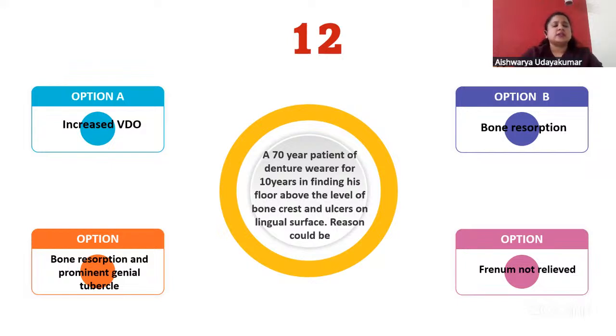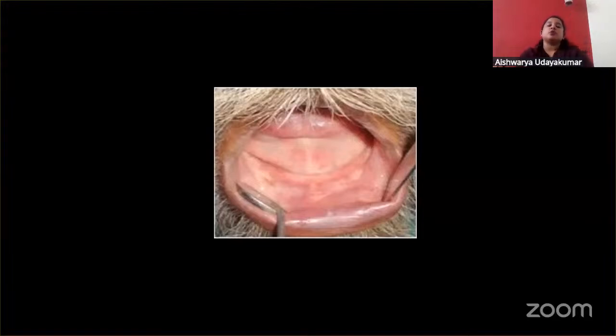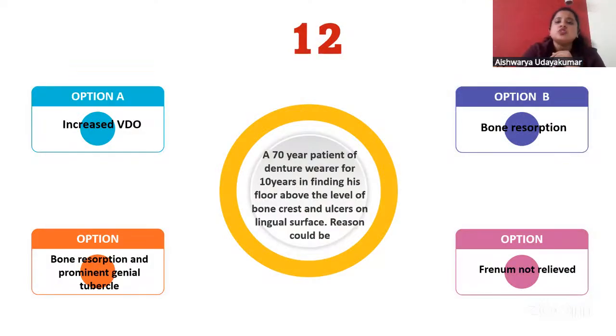Definitely, if there was an issue with the denture, the patient would have come back to the dentist; he wouldn't have stayed with it for 10 years. Second is bone resorption. Here, he's finding his floor above the level of the bony crest. The mandible's crest is here, and above that level the floor of the mouth is seen. When the floor of the mouth comes above it, there is severe resorption. We have bone resorption also.